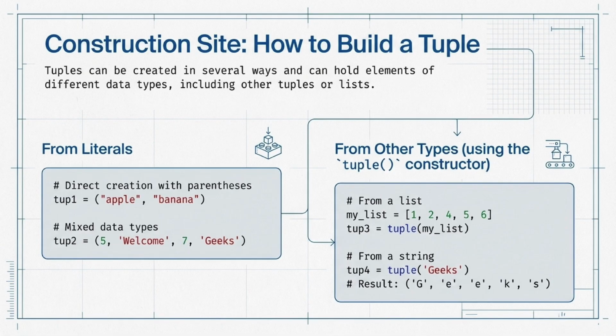Similarly, when a string like "geeks" is passed to the tuple constructor, each character in the string becomes an individual element of the tuple, resulting in G, E, E, K, S. These methods make tuples easy to construct and useful when working with fixed, ordered collections of data.